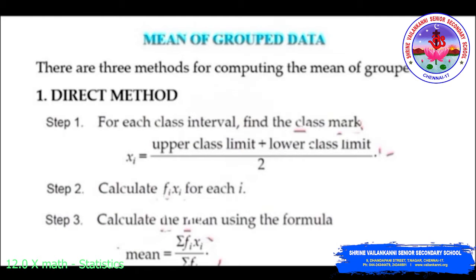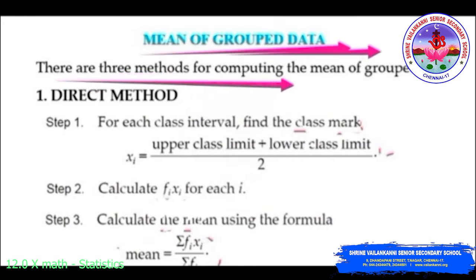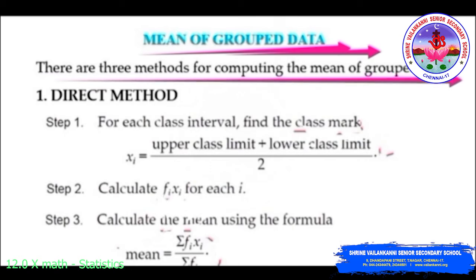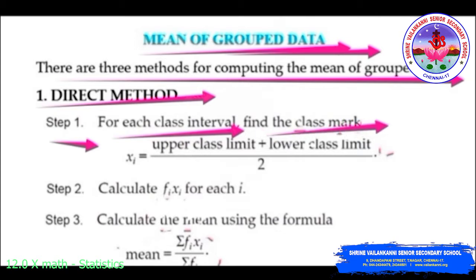First, we will see how to find the mean for a grouped data, where grouped data is defined as the data which is grouped into class intervals. In finding the mean, there are three methods for a grouped data. First one, let us discuss the direct method. The first step is, for each class interval, find the class mark, which can be found by adding the upper class limit plus lower class limit divided by 2.